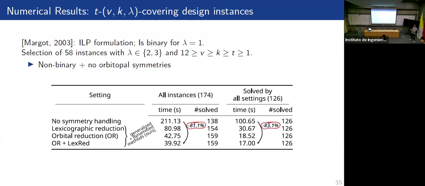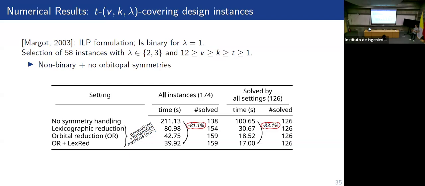And we also compare to a set of non-binary and non-orbitopal symmetries. So the previous problems were orbitopal, these are not orbitopal. And for that in SCIP there is no symmetry handling method. And it turns out we win 81% compared to no symmetry handling. We are effectively comparing to a very symmetric instance with no symmetry handling, so that's a bit unfair, but it conveys the combined effect.